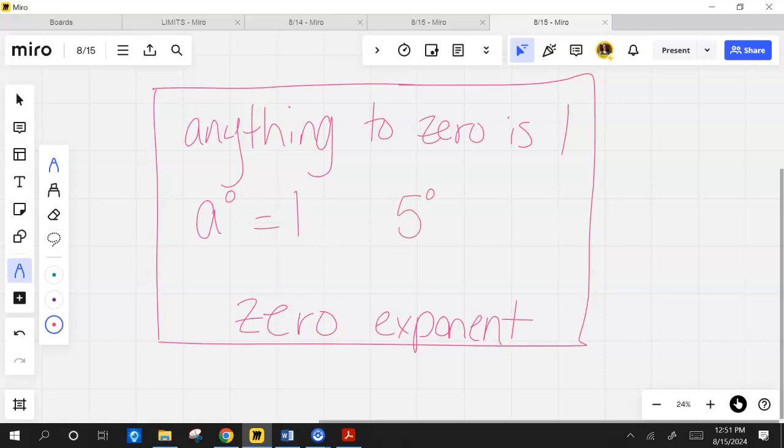5 to the 0. That's right. Submit to the 0. We always are 1 if we raise to the 0 power.